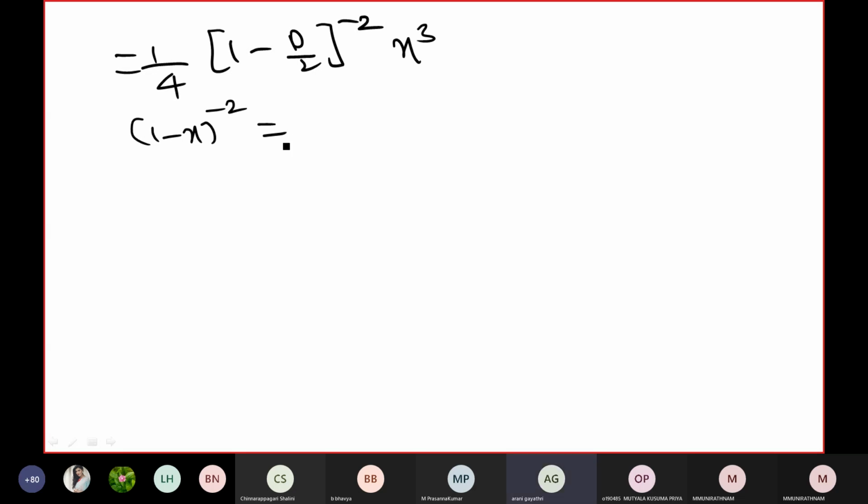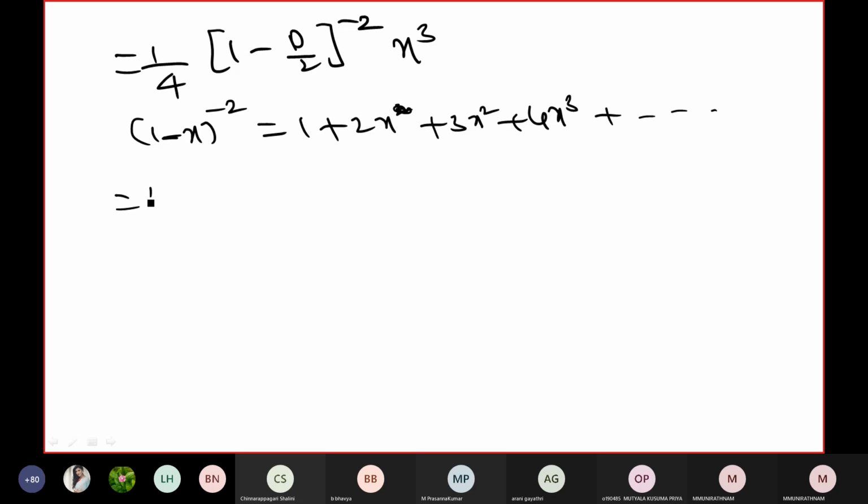1 plus 2x plus 3x square plus 4x cube. Keep in mind that if both are minus, then all will be plus. Okay.